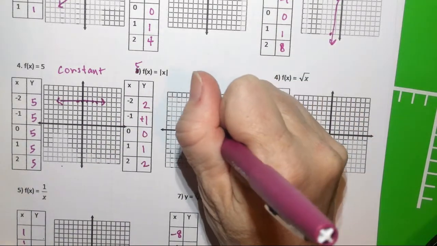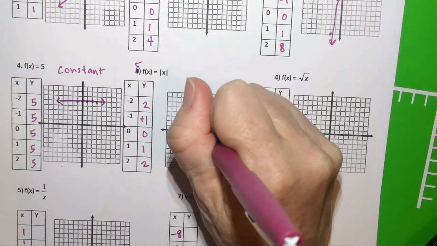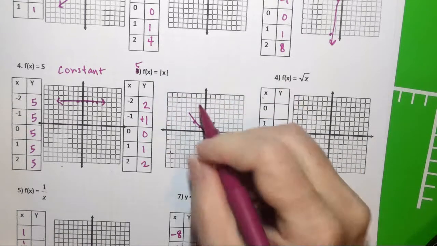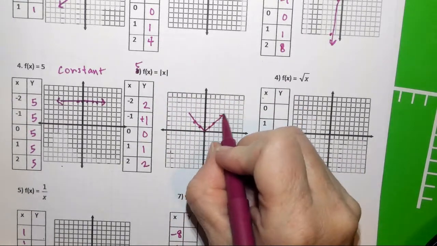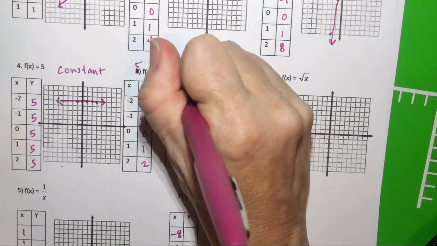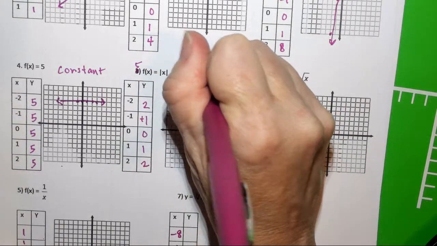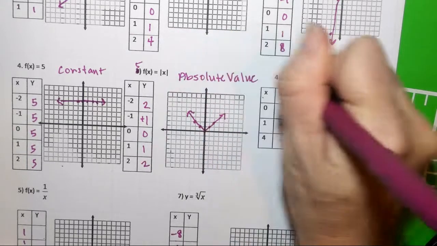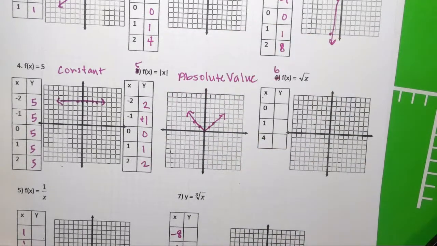Okay, graph your ordered pairs. And this is going to make your absolute value graph. Kind of looks like a V. Think of V for value. So that's your absolute value graph.